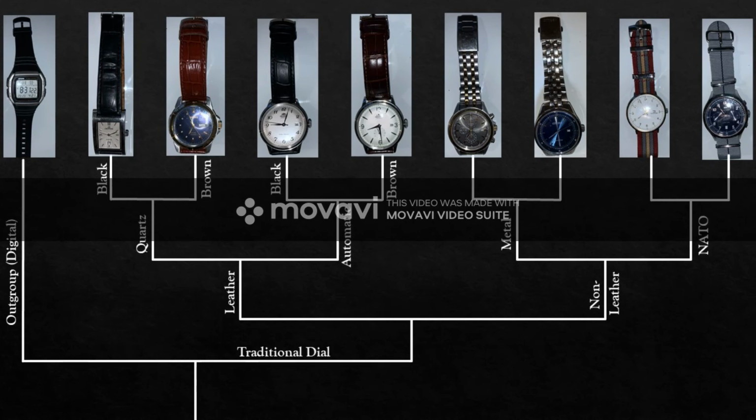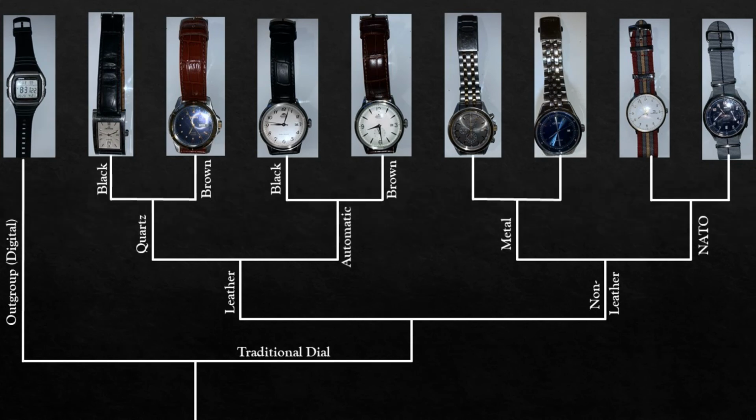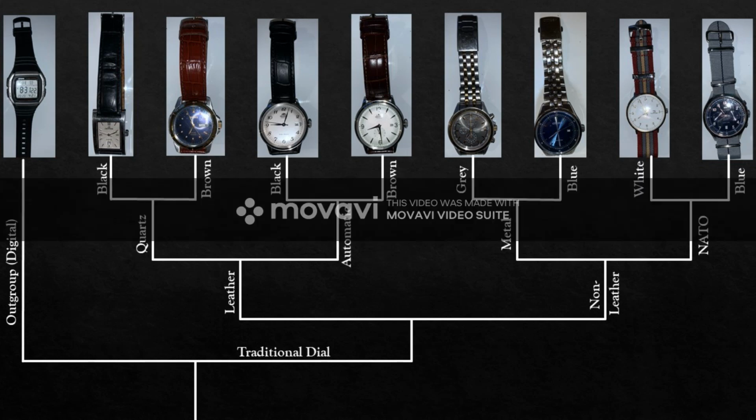The non-leather straps split up based on the type of strap, with metal bracelets and NATO straps. Both these groups split up again based on the color of the dials, with the metal bracelet group splitting into gray and blue, the NATO straps splitting into white and blue. The blue dials being present in both these two distinct groups without any evidence that it was present in a common ancestor is an example of convergent evolution.